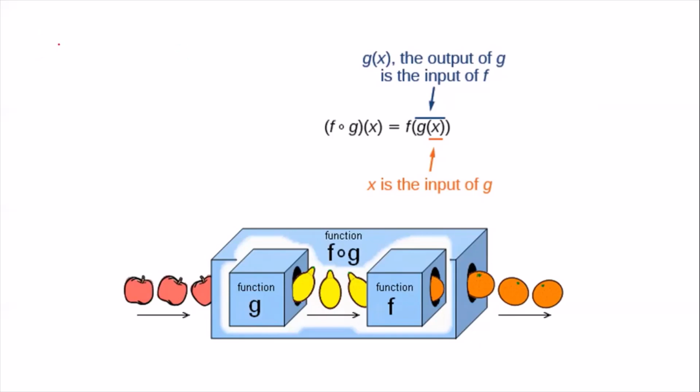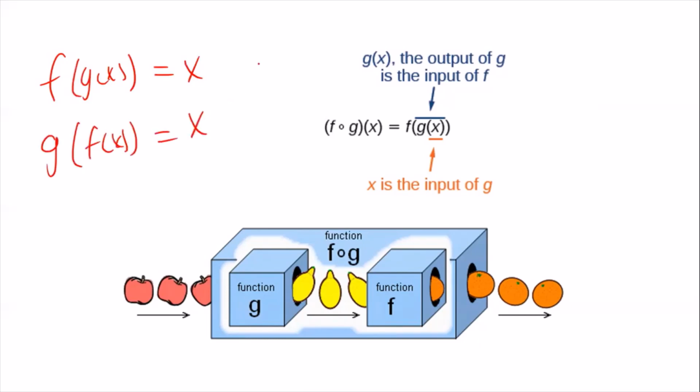Okay, now why is composition important? Because it lets us know if two functions are inverses of each other. So if I take f of x and I substitute g of x in, and I get x, or if I take g of x and I substitute f of x in and I get x, that means the two functions are inverses.